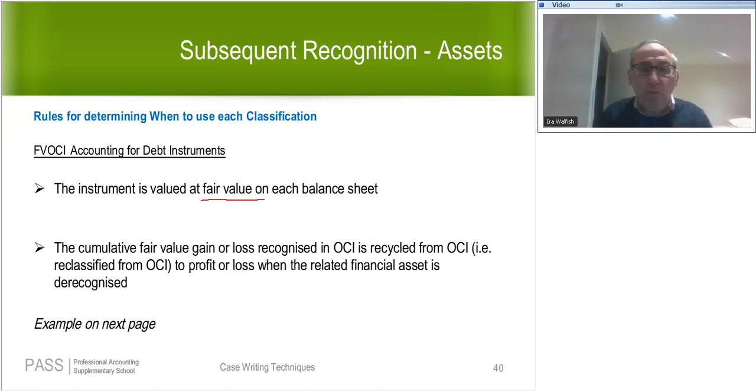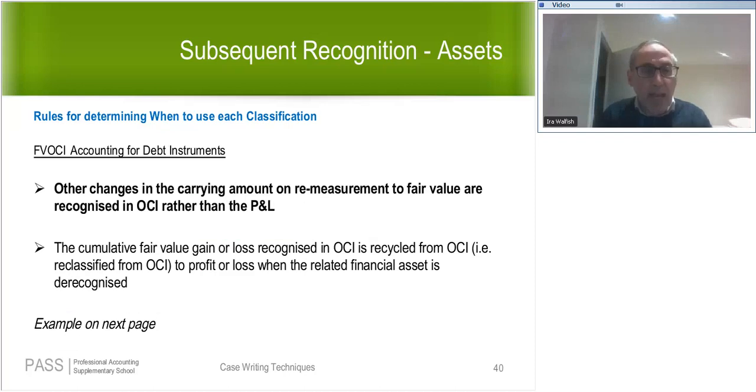The cumulative fair value gain or loss recognized in OCI is recycled from OCI and into profit or loss when the related financial asset is derecognized. So what I'm saying here is very simple. Each period, as the fair value changes, I'm going to be debiting or crediting OCI. When I eventually sell the item, whatever I've taken to OCI on a cumulative basis, I bring into income. What I'd like to do now is show you an example.